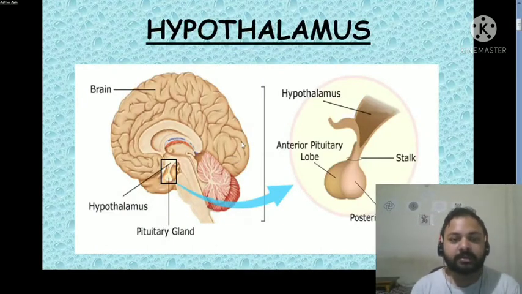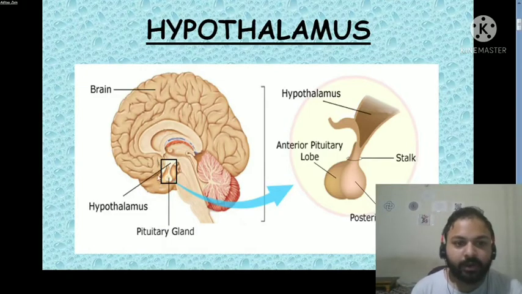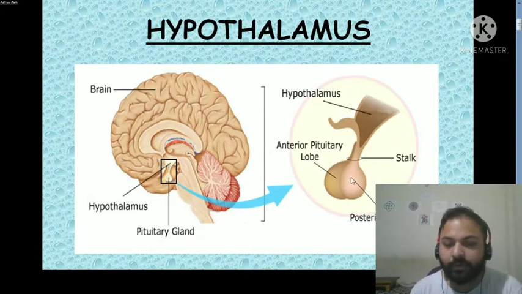So as you can see, this is the picture of a human brain, and here is located hypothalamus, just above the pituitary gland. So this is pituitary gland and this is hypothalamus, and both of these are joined by a stalk known as infundibulum.